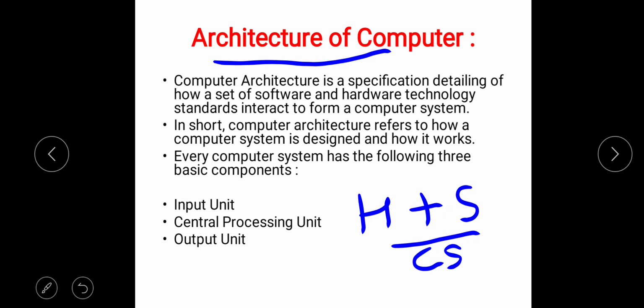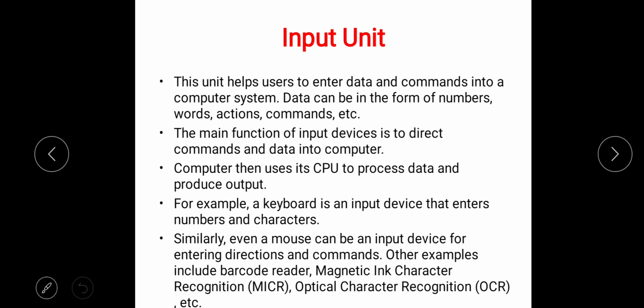It has basically three units. The first unit is called the input unit. Next, the CPU, again called the central processing unit. And last is the output unit. Let's see it. First is the input unit. It is used to enter data and commands into the system, and data can be of any type: numbers, words, actions, commands. To instruct a computer, we use this input unit. The main function of this unit is to direct commands and data into a computer system.